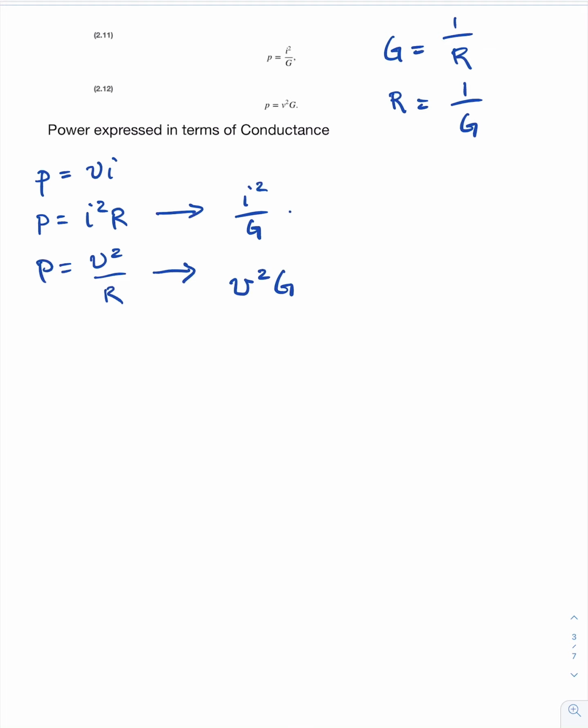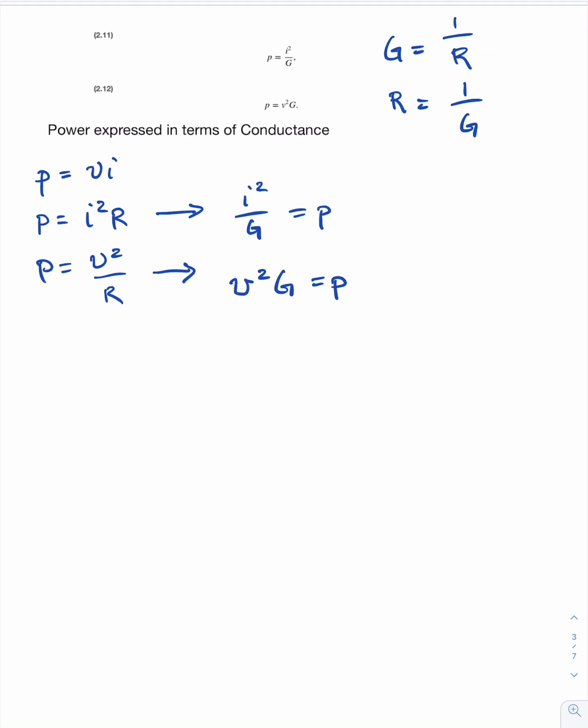So we can substitute. So we now have power is equal to VI. That's one equation. We have power is equal to I squared R. And we have power is equal to V squared over R. Now let's express these two in terms of conductance. So R is equal to 1 over G, so it'd be I squared over conductance. And 1 over R is G, so this one would be V squared times conductance.